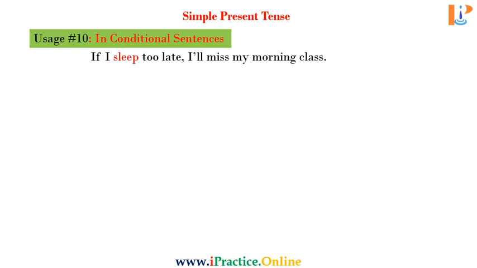If I sleep too late, I will miss my morning class. Now here, if you look at the sentence, there are two parts. One is dependent on the other. So I will miss my morning class if I sleep too late. That's why we call these conditional sentences. This type of sentence is called a conditional sentence.